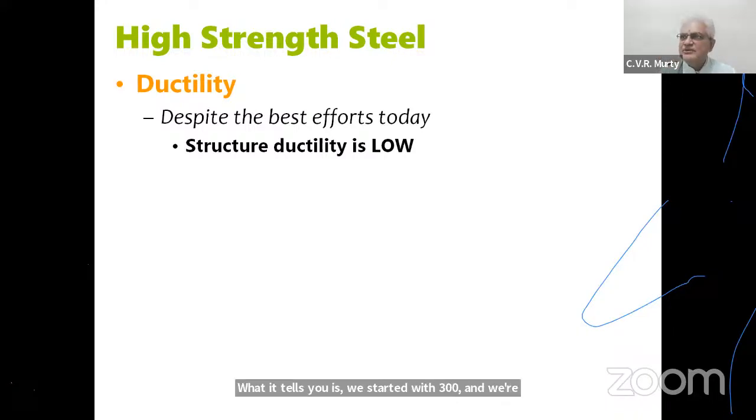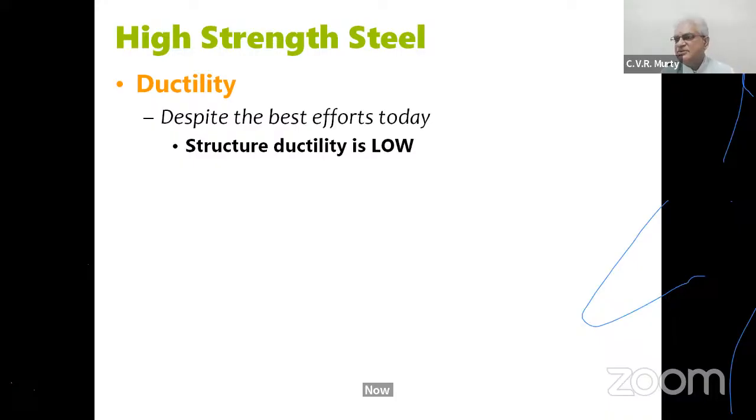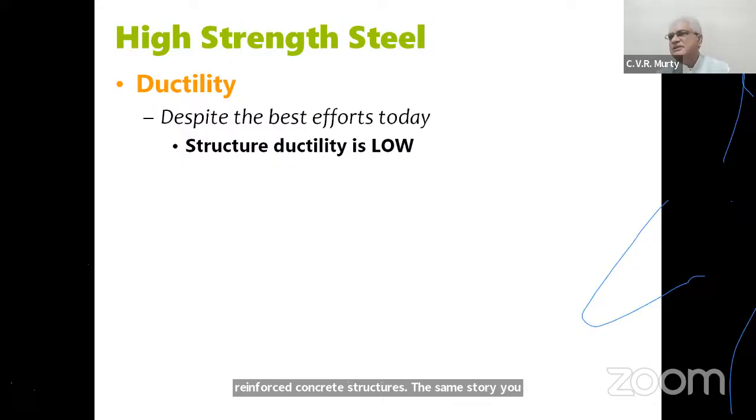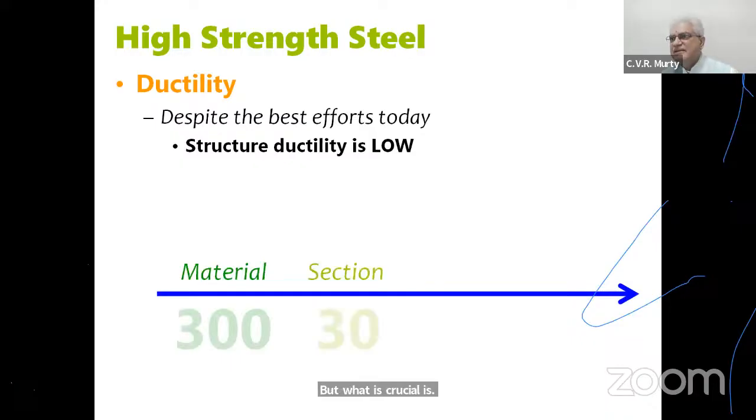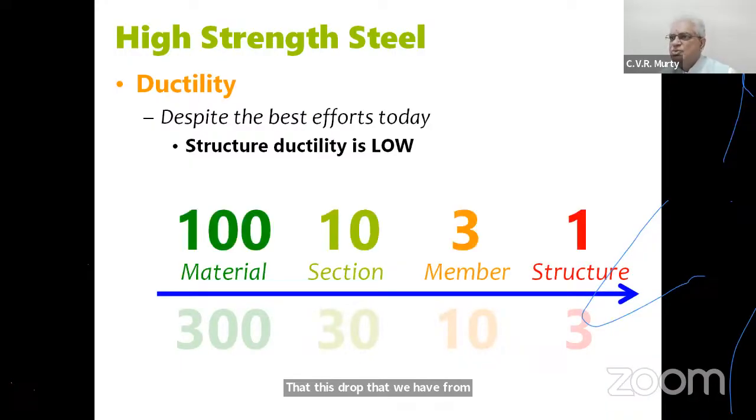Now, don't worry about the neighbor's cow. Even reinforced concrete structures, the same story. You start with concrete, which is 3, and steel, which is 300, and the final value is still 3 for concrete structures also. So there's nothing to choose between concrete structures and steel structures. But what is crucial is that we recognize that this drop that we have from 300 to 3 has to go through a formal rigor, and we need to establish that for all grades of steel before we start accepting them.